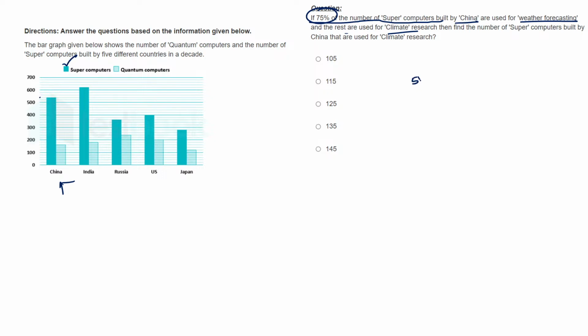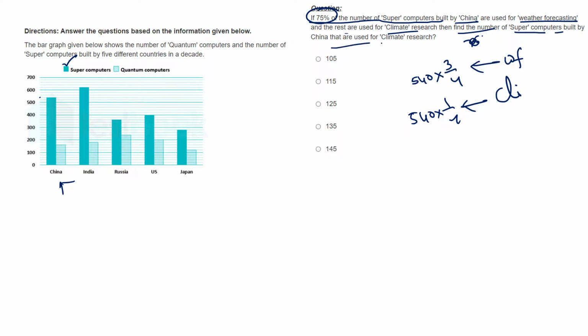So out of this 540 they are using 75 percent. 75 percent is the same as 3 by 4. So 3 by 4th of the computers are used for weather forecasting. That means the remaining, what? Only 1 by 4th of the computers are used for climate research. Then find the number of supercomputers built by China that are used for climate research. That means you just need to find 1 by 4th of this 540. That is a much easier calculation.